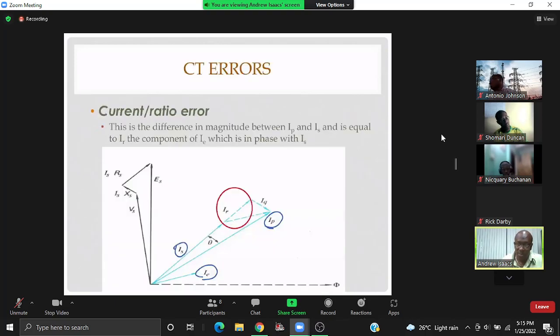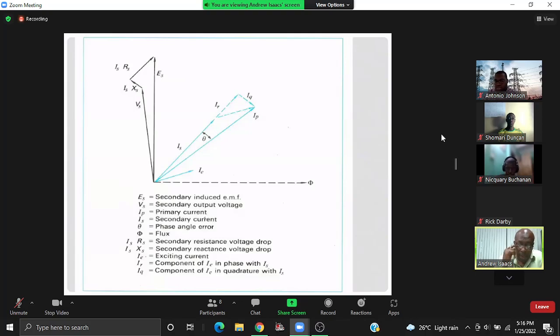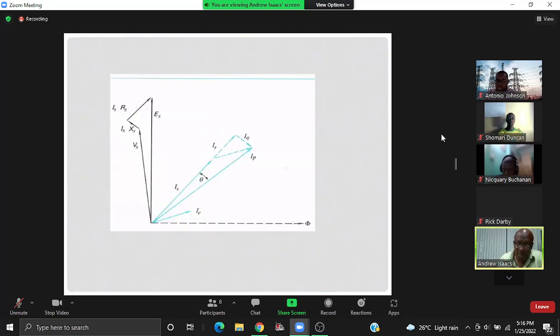And IQ, as we said, would now be the quadrature value. So IQ, which is the quadrature component of IE, or the component of IE which is at right angles, that's all quadrature means. Forgive me for insulting intelligence, but anyway, it's at right angles with IS, and that gives the phase error, which is phi. So the larger the value of IQ, the angular displacement between IS and IP would increase. All right. So that's just showing it again for reference.